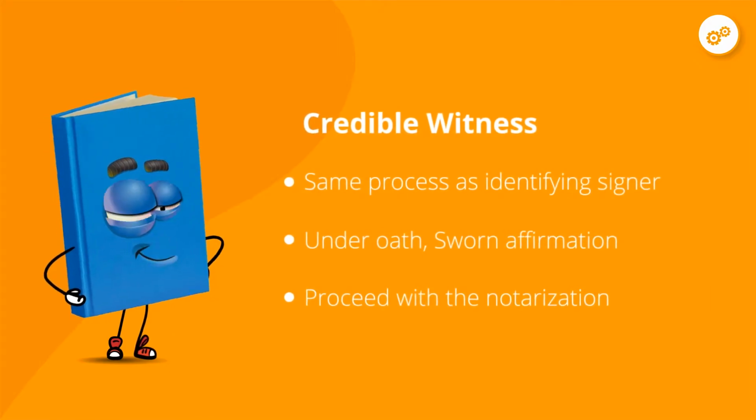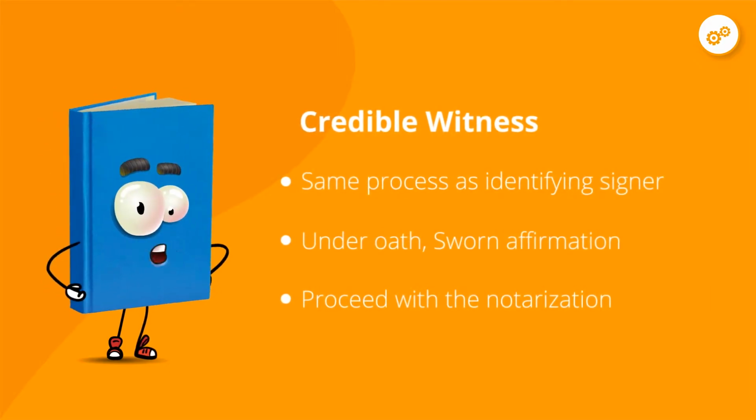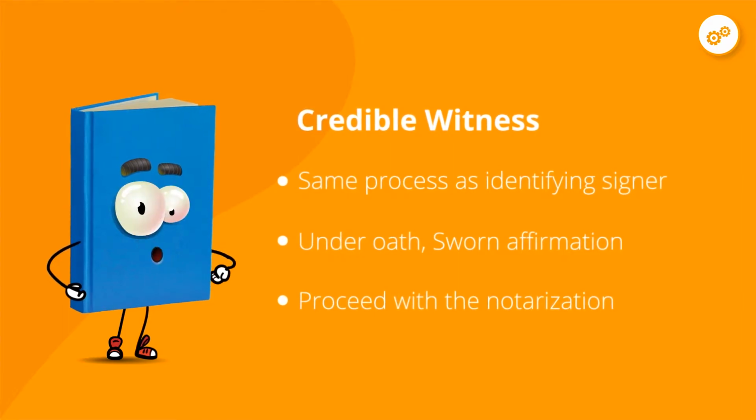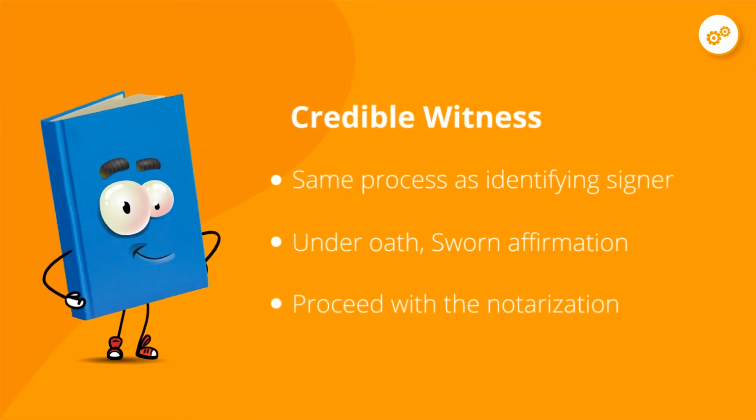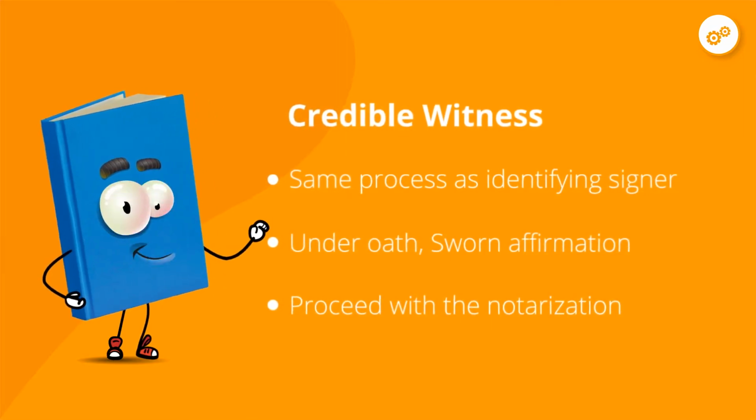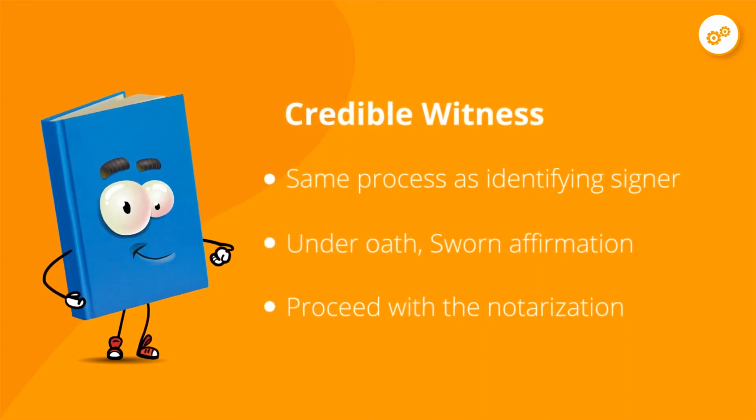When using a witness, first identify them as you would if they were the document signer. Next, place them under oath and have them swear to the identity of the signer. Now, the signer can sign the document and you can proceed with the notarization.